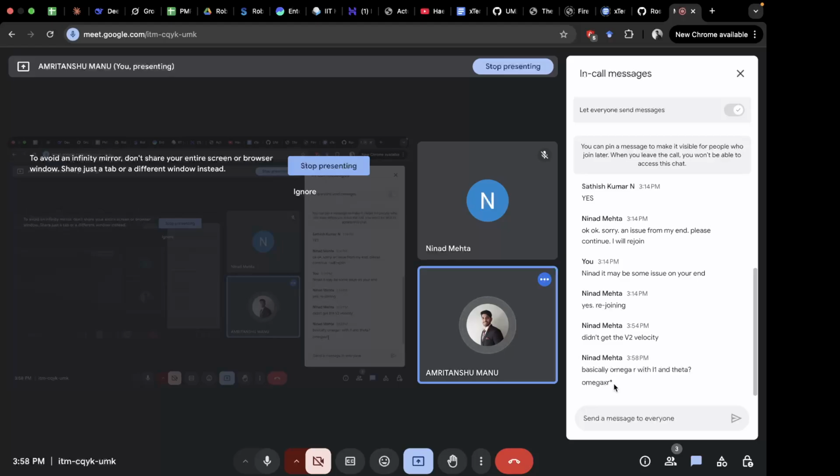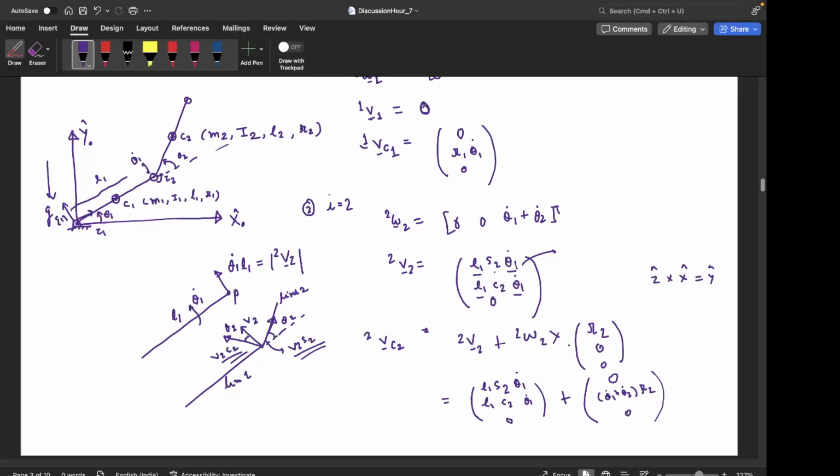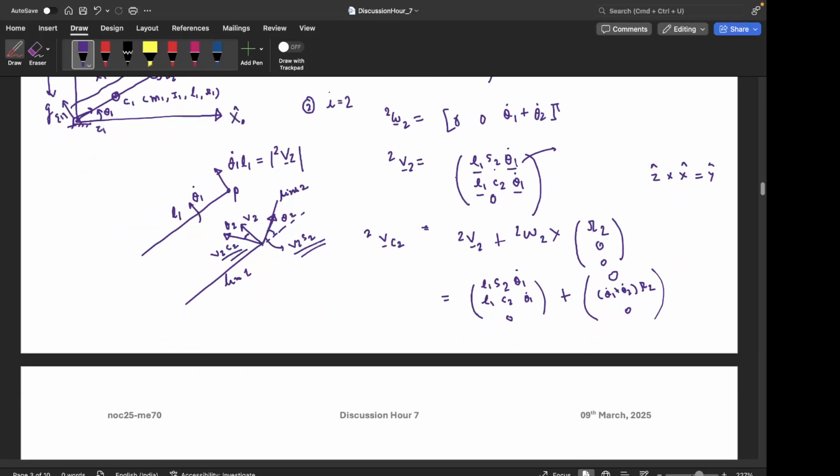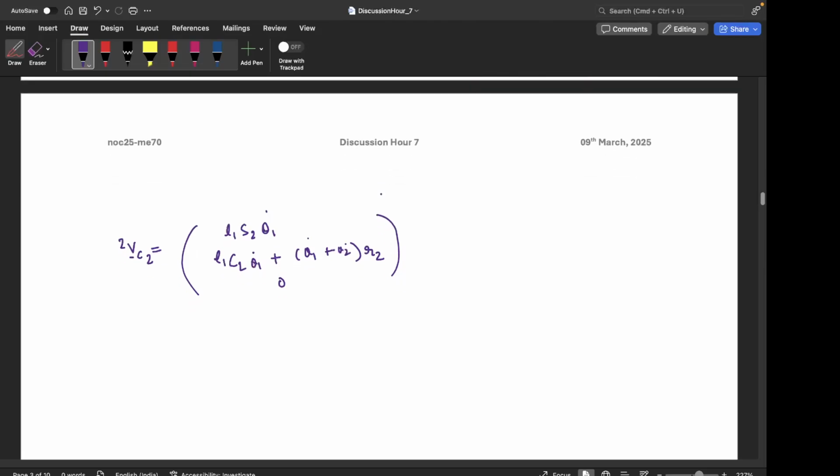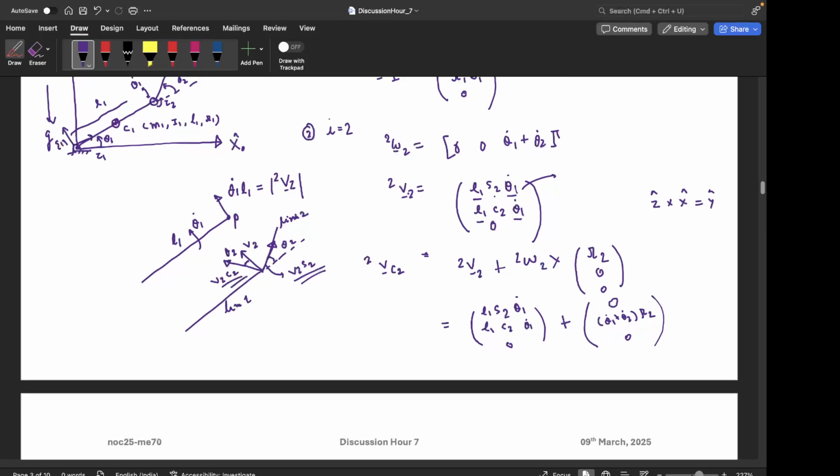Yes, basically omega cross r, with omega being theta 1 dot and r being L1. Now you have to just take care what frame you are writing it in, but the idea remains the same. It's omega cross r. If you write this in some other frame, then the actual components would change. The frame in which you express omega and r will govern what the actual elements are. Otherwise the expression is correct. So a little bit of care needs to be taken about the frames in which we are expressing these velocities. We have expressed it here in frame 2, so that's why these components are here.